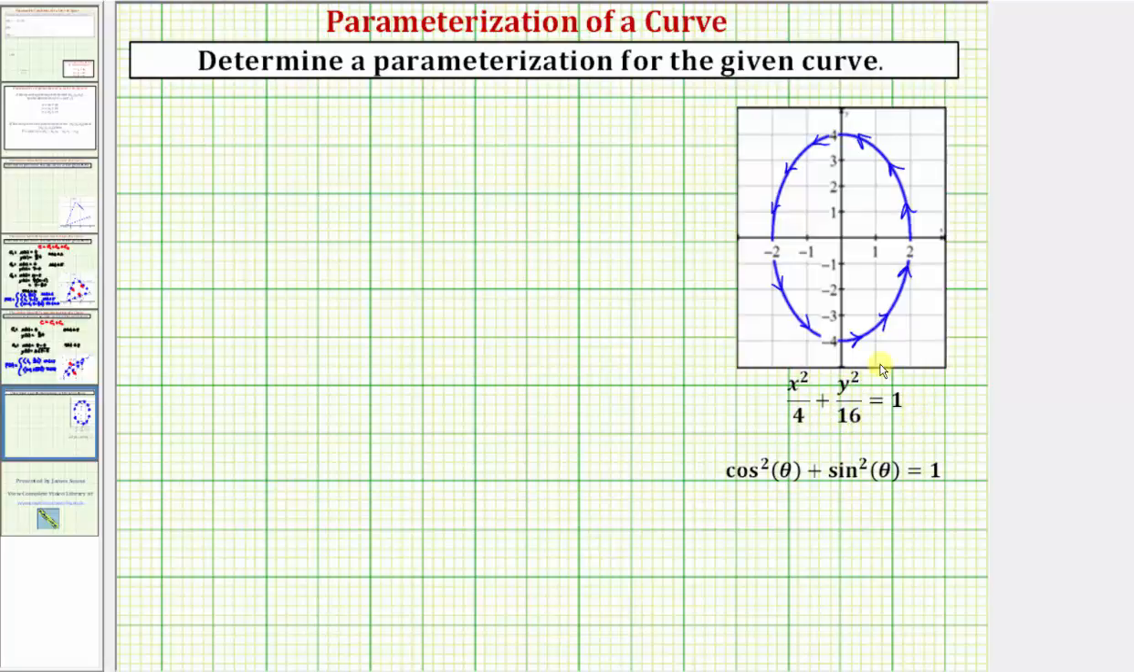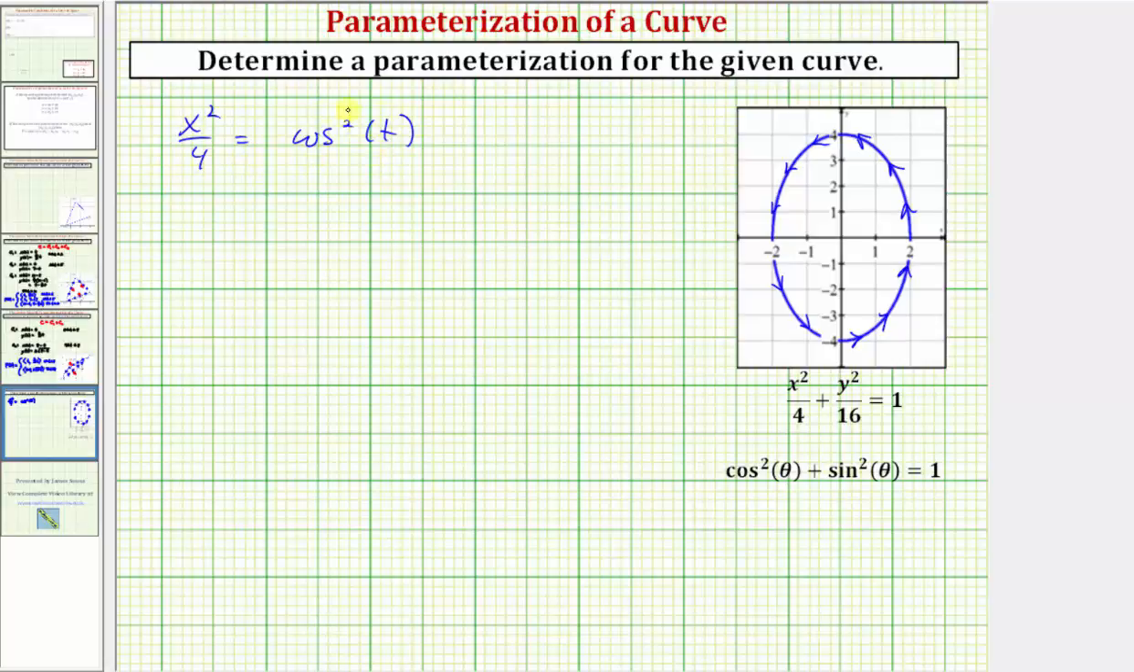To write our parameterization of this curve, we're going to use the identity cosine squared theta plus sine squared theta equals 1. Notice how both these equations are equal to 1, and therefore to write the parameterization, we can let x squared divided by 4 be equal to cosine squared t, and y squared divided by 16 be equal to sine squared t.